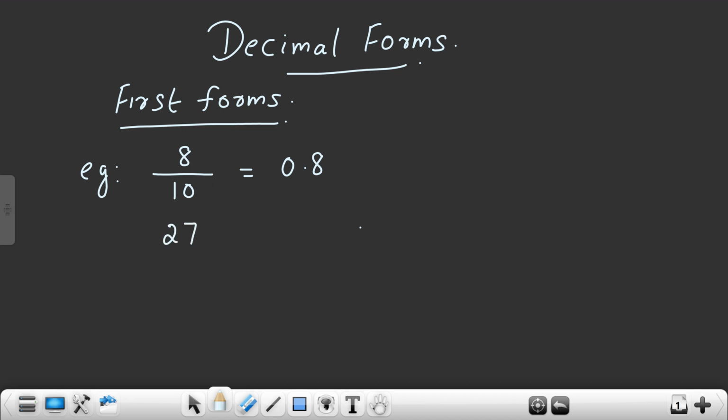Next example 27 by 100. Here also the denominator is a power of 10, so we can easily convert into decimal form. First write 27. In the denominator 2 zeros are here, so take two digits from the right side and put a point. The corresponding decimal form is 0.27. This type of questions you already studied.